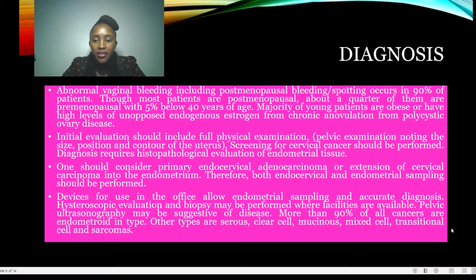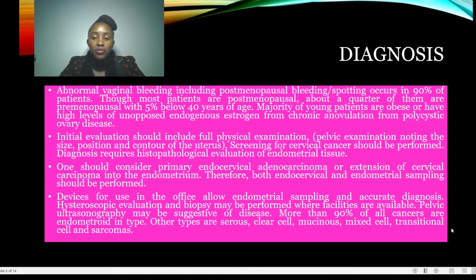Initial evaluation should include full physical examination. That means a pelvic examination noting the size, position, and contour of the uterus. Screening for cervical cancer should be performed, and diagnosis will require histopathological evaluation of the endometrial tissue. One should consider primary endocervical adenocarcinoma or extensions of the cervix or cervical carcinoma into the endometrium. Therefore, both endocervical and endometrial sampling should be performed. Devices for use in the office allow endometrial sampling and accurate diagnosis. Hysteroscopic evaluation and biopsy may be performed where facilities are available. Pelvic ultrasonography may be suggestive of disease.